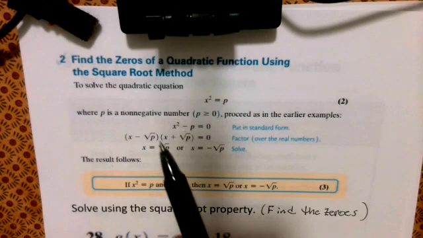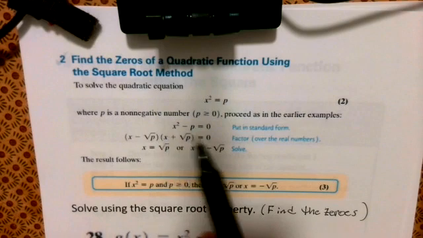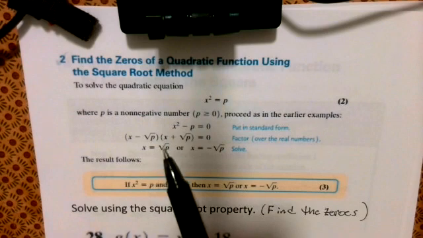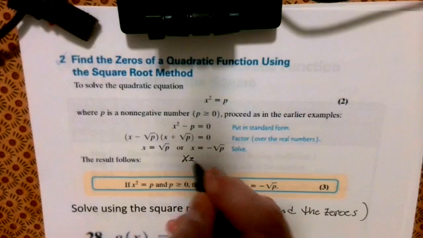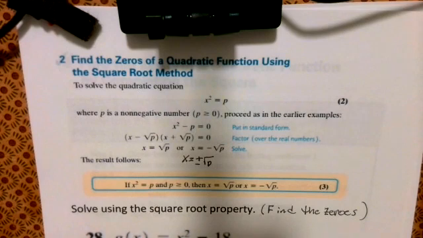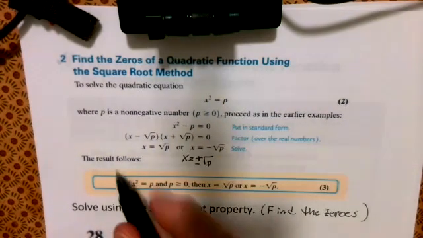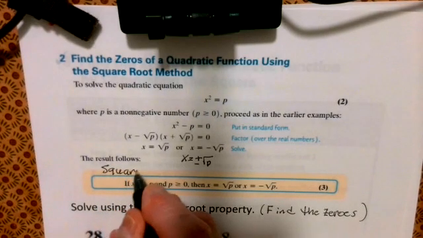So in this case, we go x minus the square root of p times x plus the square root of p, set it equal to 0. So we'll get x equal to the square root of p, or x equal minus the square root of p. So really what we're saying is x equal plus or minus the square root of p. Well, instead of going through all this, we use the square root property. And this is the square root property.